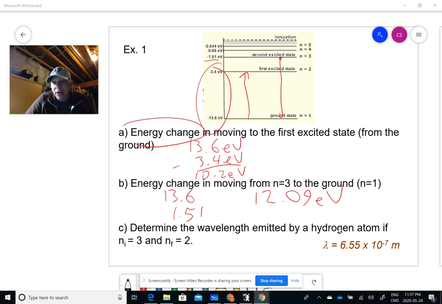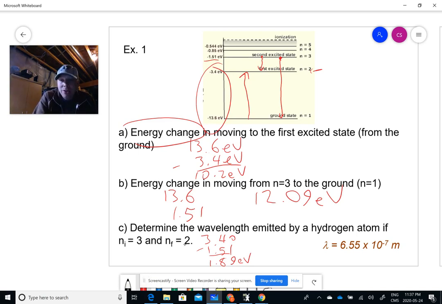Determine the wavelength emitted by a hydrogen atom if the initial n equals 3 and the final is n equals 2. Okay, so we're going from here to here. So this is a visible one, right? This is in the Balmer series if we're ending at n equals 2. So now I'm going to do 3.4 subtract 1.51 electron volts. If we subtract this, that's 1.89 electron volts, right?